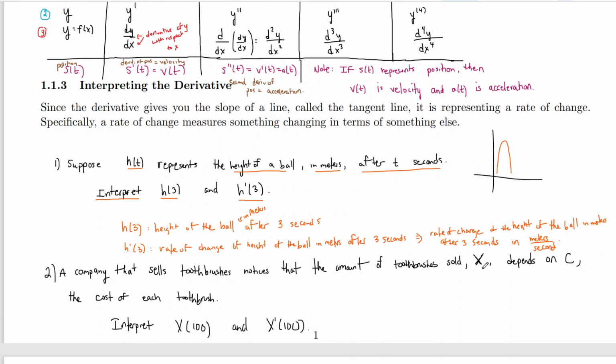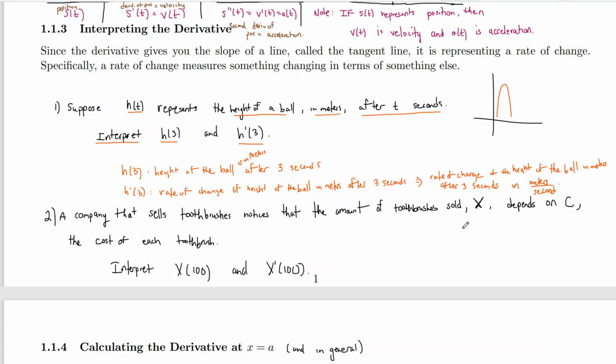All right, so that's a very visual one. I wanted one that wasn't necessarily as visual as well. It says, for this one, a company that sells toothbrushes notices that the amount of toothbrushes sold, represented by capital X, depends on C, the cost of each toothbrush. And it says, interpret X of 100 and X prime of 100.